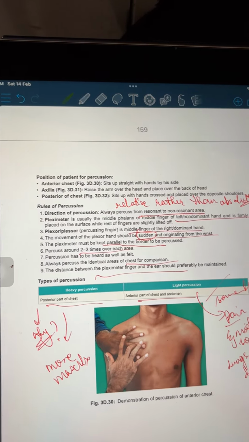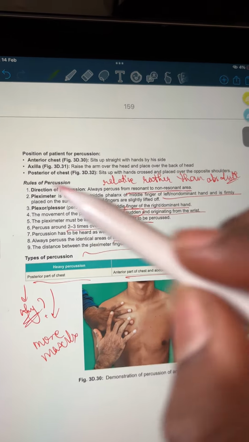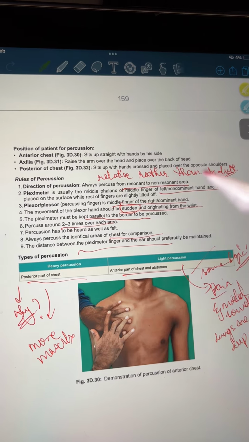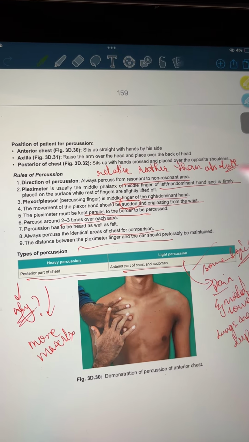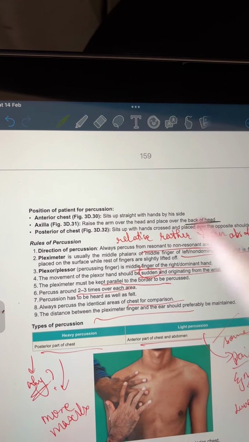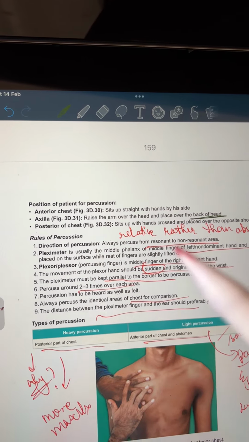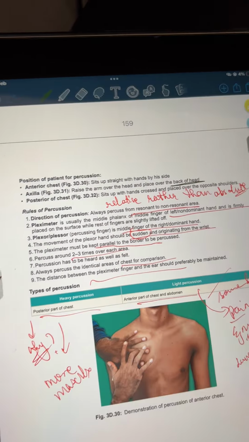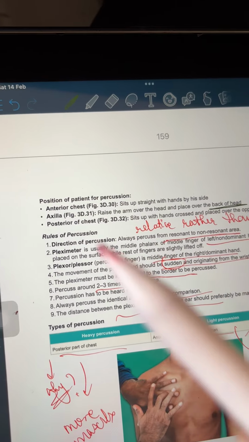Part 10 of respiratory system examination. Mainly these positions are very important. Only posteriorly you place the hands over the opposite shoulders. See, if you have read superficially or haven't done the examination, then you won't get to know this. Axilla, back of head, okay? There's no way to remember this, you just have to remember it like that.